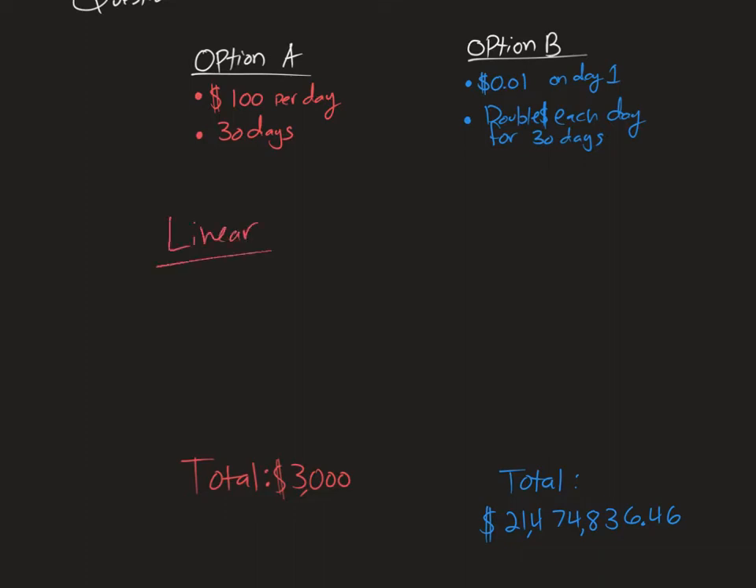so option A is a linear growth model, whereas option B is something called an exponential growth model, and it's one of my favorites. Exponential is one of my favorite types of models because it actually models things that you have in real life. Car loans, house loans, credit cards, whatnot. So we'll explore this a lot more today.